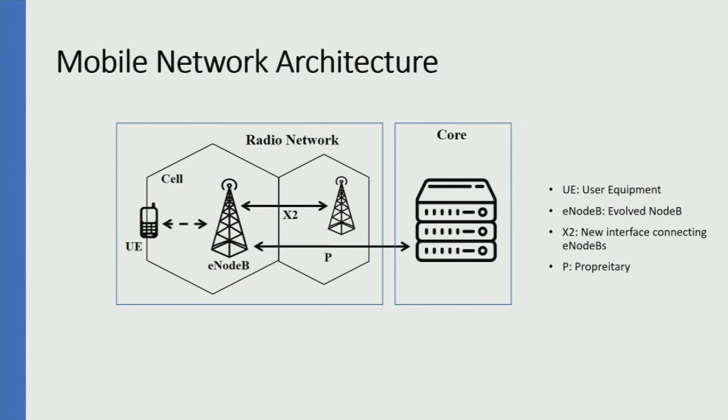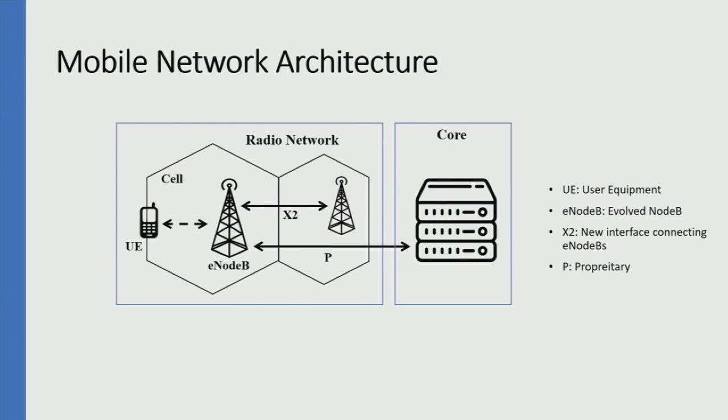A cell is nothing but a geographical location divided into different sectors. For reference, they say it's hexagonal in shape. It could also be a different shape, but cells are nothing but geographical areas divided into radio coverage.